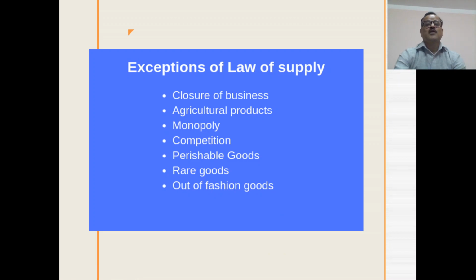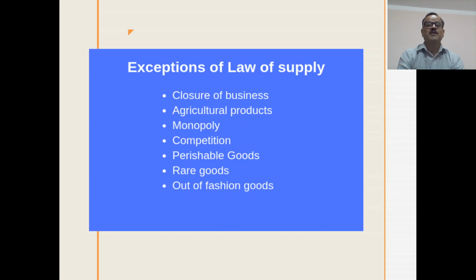Exceptions of the law of supply. Other exceptional cases are given here. Closure of business: if it is time to close the business for some reason, then the law of supply does not work. They offer much commodity for sale at a lower price because they are going to close the business and change the business. Agricultural products: the law of supply does not work because perishable goods like milk, vegetables and fish may perish if not consumed within a short period of time. That's why in such cases, the law of supply does not work.